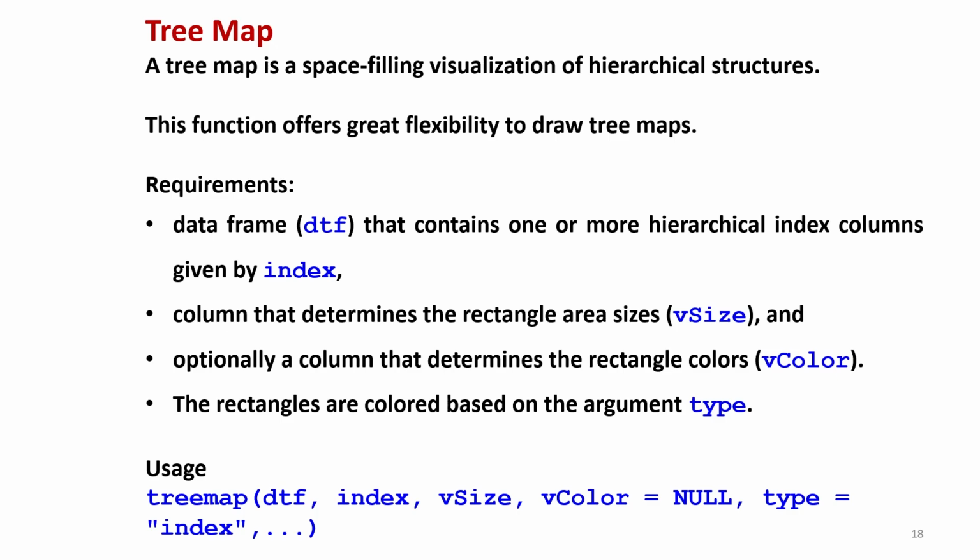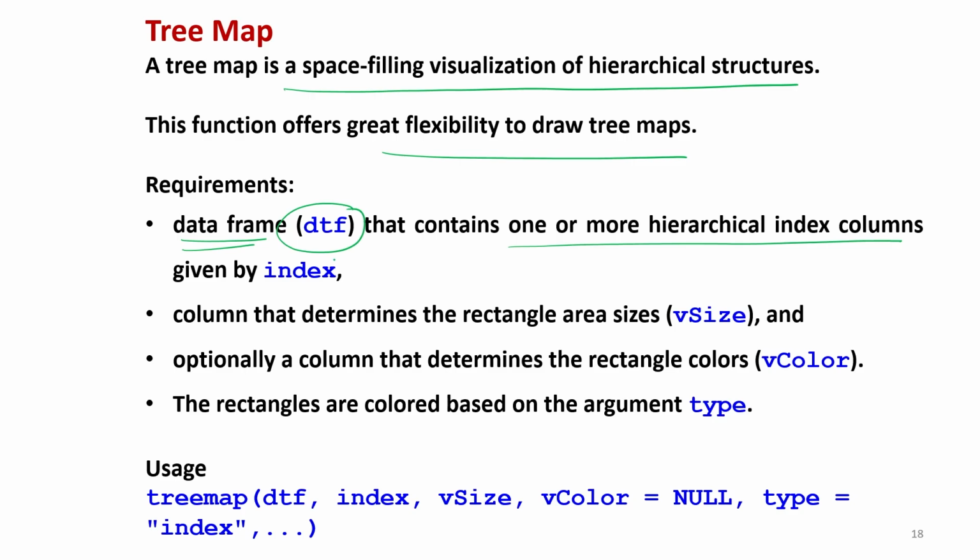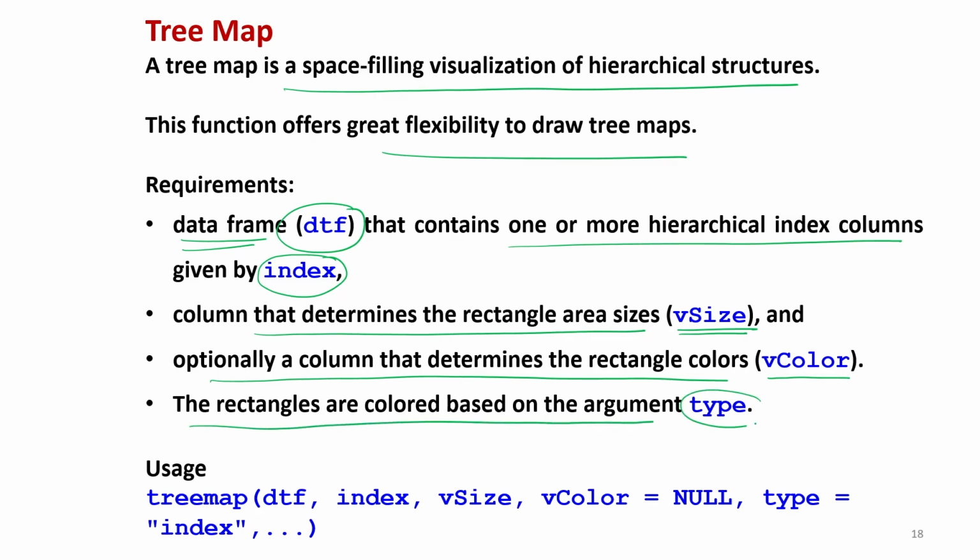So this tree map is a space-filling visualization of hierarchical structures, and this function offers great flexibility to draw tree maps. The requirement is that we give the input data in the format of a data frame that contains one or more hierarchical index columns, specified by index. You can recall that we have already discussed data frames. There will be a column that determines the rectangle area sizes, given by vSize, lowercase v, uppercase S, and lowercase ize. Then, optionally, a column that determines the rectangle colors, given by vColor, lowercase v, uppercase C, and lowercase olor. And these rectangles are colored based on the argument type.